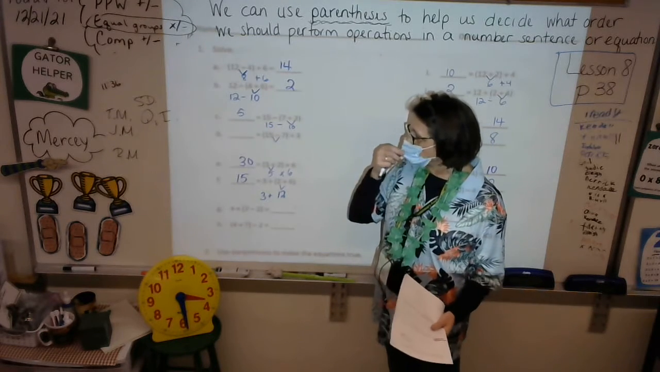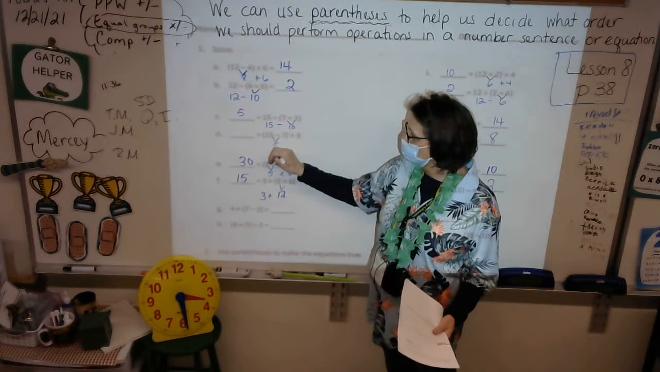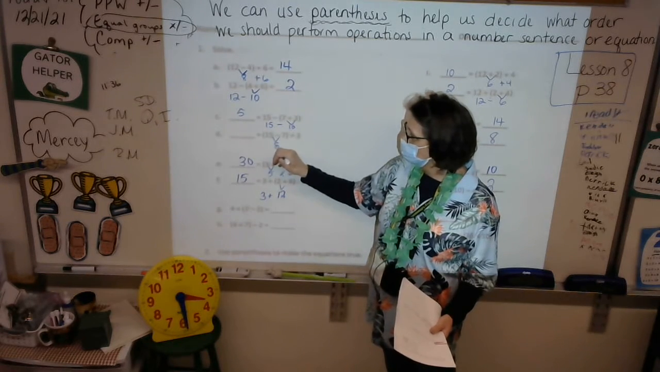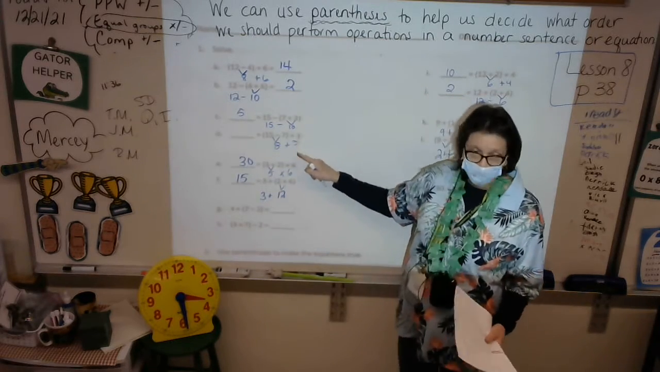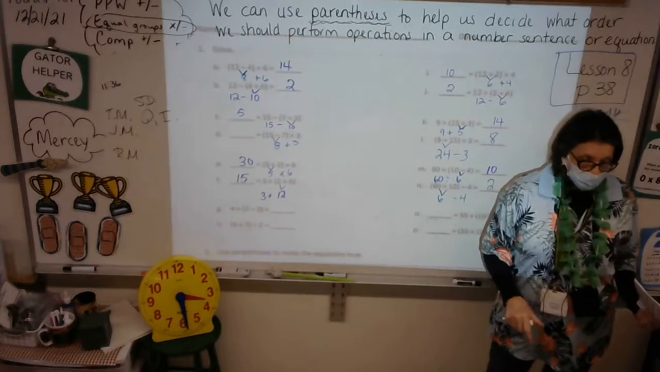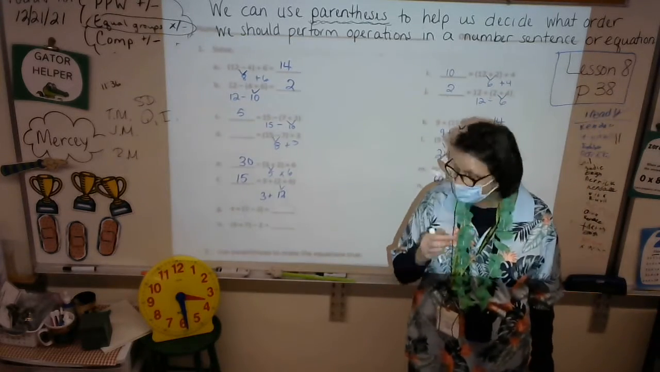Devon, can you help me with that? What is 15 minus 7? 8. And then look what I'm doing. I'm putting my plus 3 right next to the 8. So it should be 8 plus 3. And what is 8 plus 3, everybody? 8 plus 3 is 11.